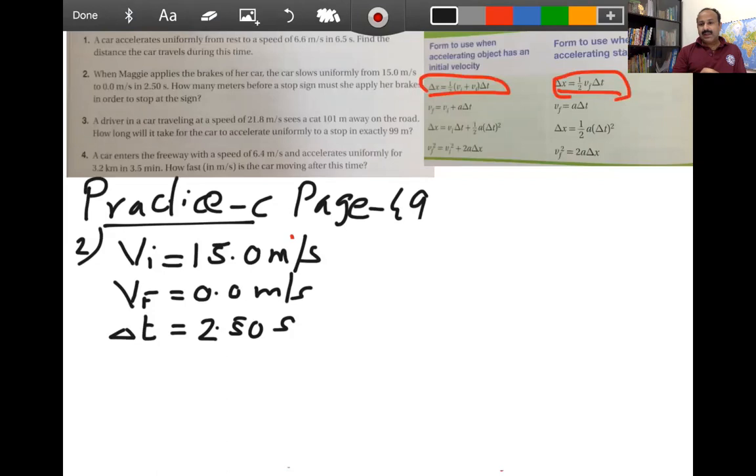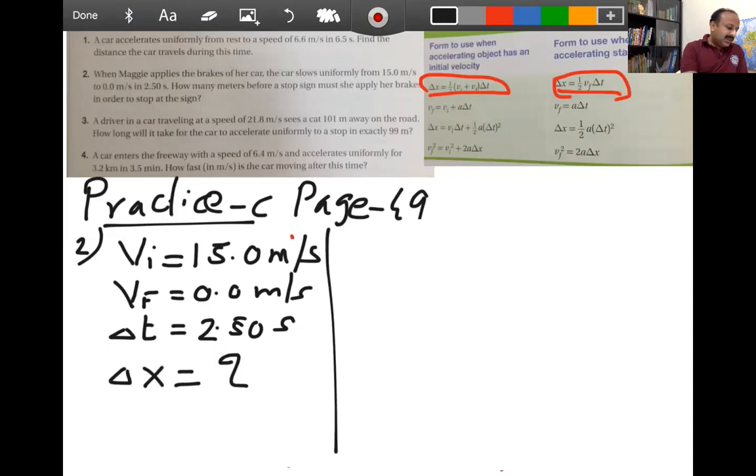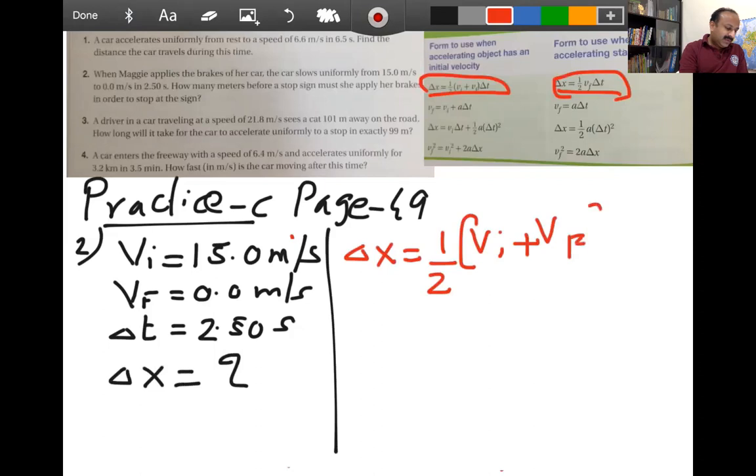So simply they're asking delta x, the distance traveled during that braking time. Once you apply the brake, the car won't stop all of a sudden. It will travel a certain distance. That distance is actually called the stopping distance. So delta x, they're asking the distance traveled during the period of braking. This one we can directly use the equation: delta x is equal to half into vi plus vf into delta t.